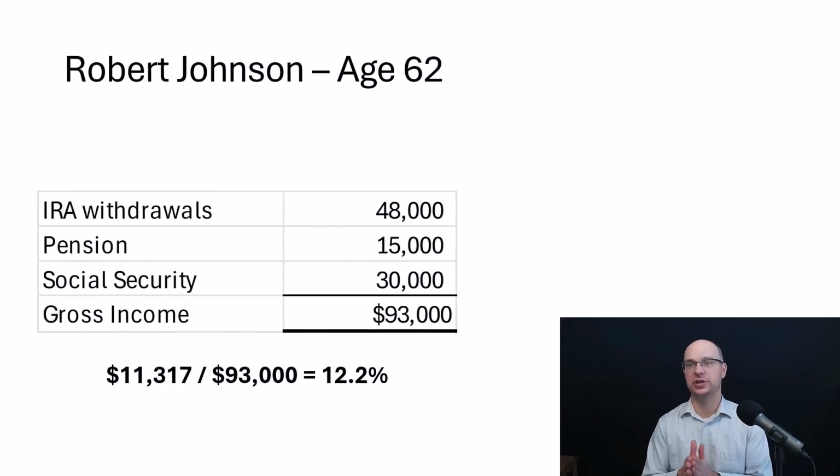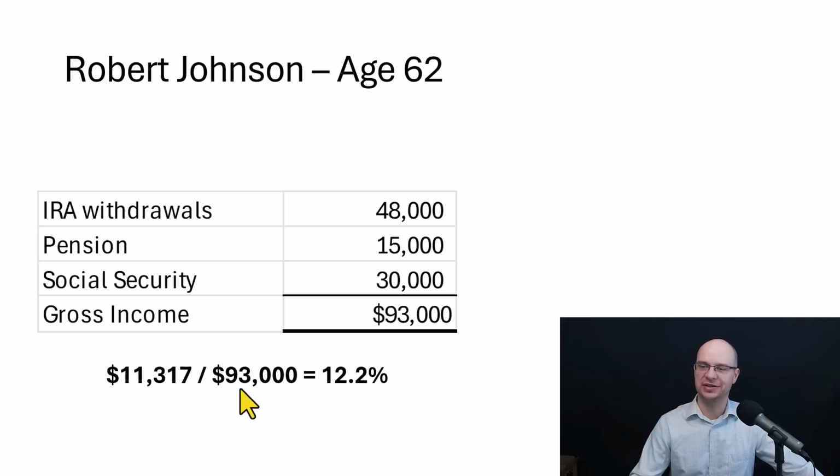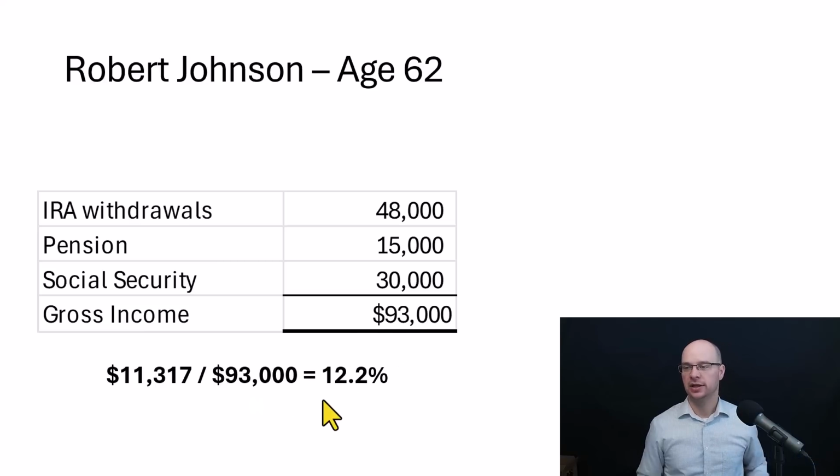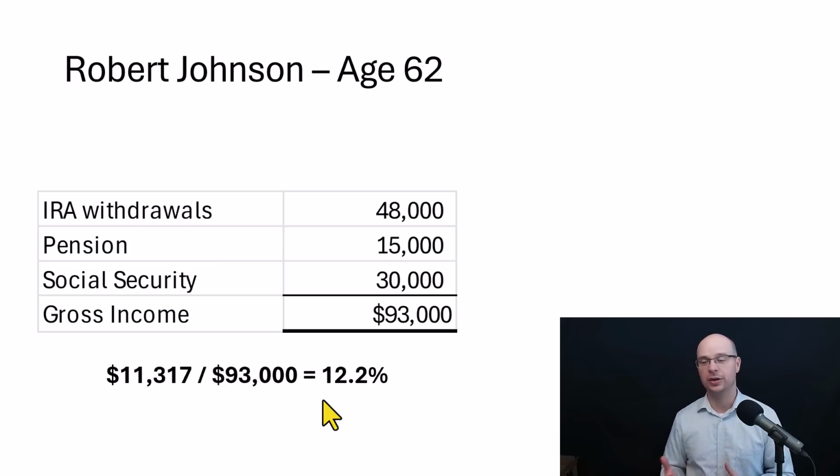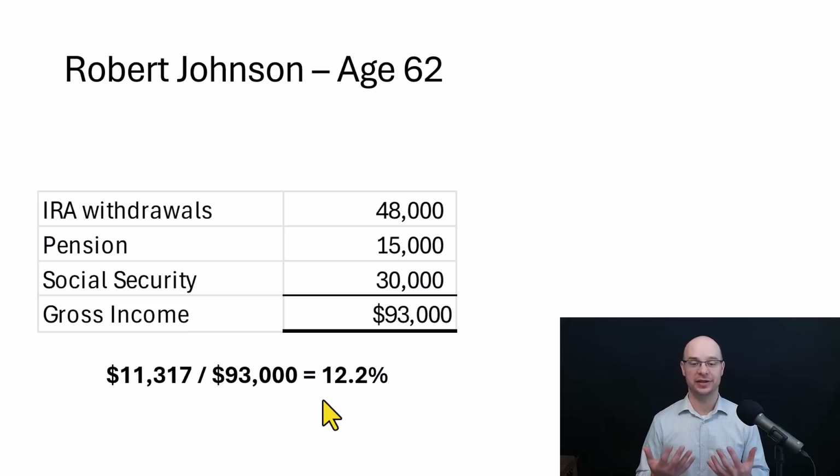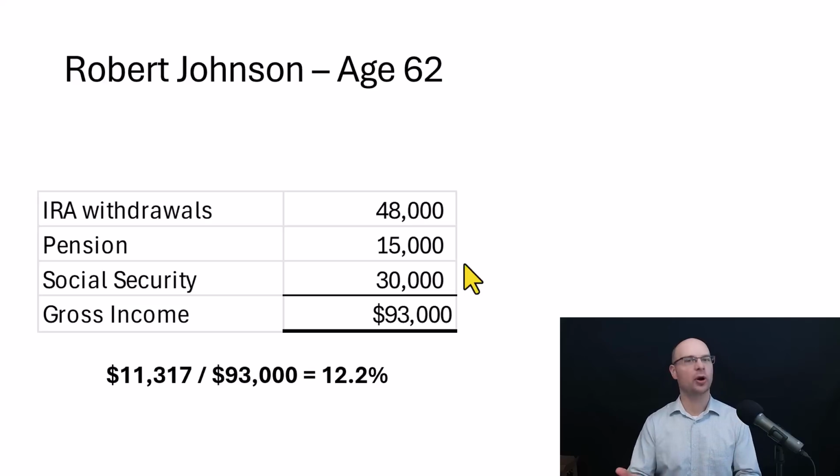For example, if we go back to where we started with Robert Johnson, again, we can see his various income sources. We want to take the tax bill, which in this case we calculated to be $11,317, and divide that into our gross income. That gives us a percentage of a little bit over 12%. I like to think about this as the actual tax rate that Robert is going to be paying relative to his gross income. And theoretically, if he withheld 12.2% from all these sources throughout the course of the calendar year, he would be perfectly withheld when he ultimately filed his tax return.